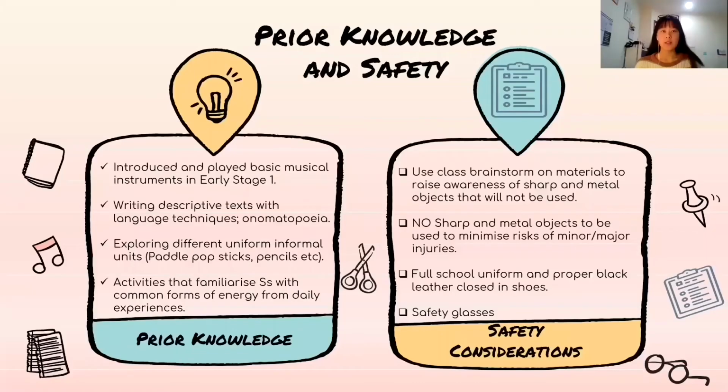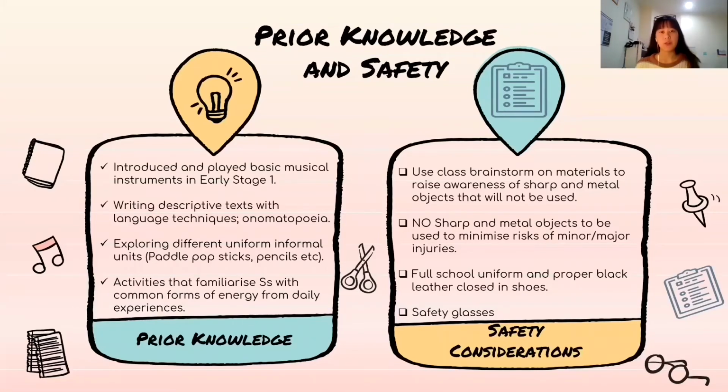Prior to this activity, students would have been introduced to and played basic instruments in Early Stage 1 for music, written descriptive text with language techniques such as onomatopoeia, used various materials as uniform informal methods of measuring, familiarized their daily routine with common forms of energy, and been introduced to the term vibration for sound energy.